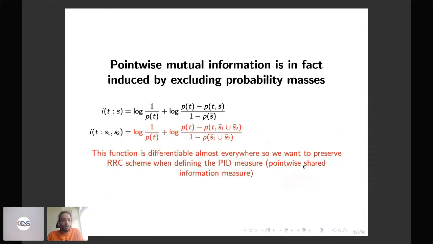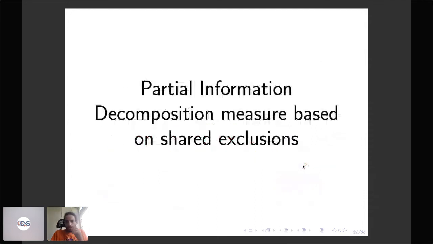And why do we want to continue with this idea? Because mutual information in itself is differentiable almost everywhere, and it's pointwise. So what we are going to try to do now is define shared information, which is pointwise and differentiable, and we are going to use the RRC scheme in order to define it. So let's try to do that. We are going to define it based on shared exclusions.